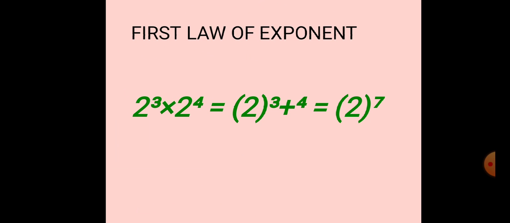Now we will learn and understand laws of exponent with integral powers. The first law of exponent is a raised to the power m multiplied by a raised to the power n, that is equals to a raised to the power m plus n. In this case, when bases are same in multiplication, powers will be added.